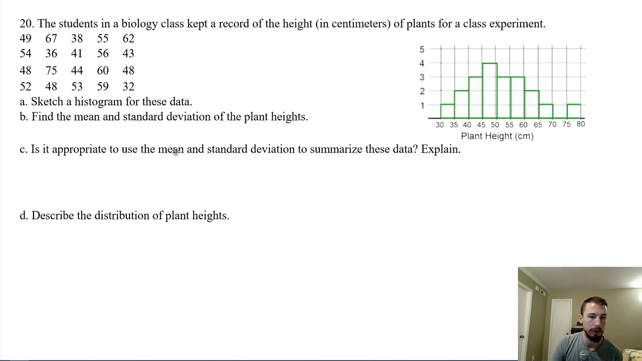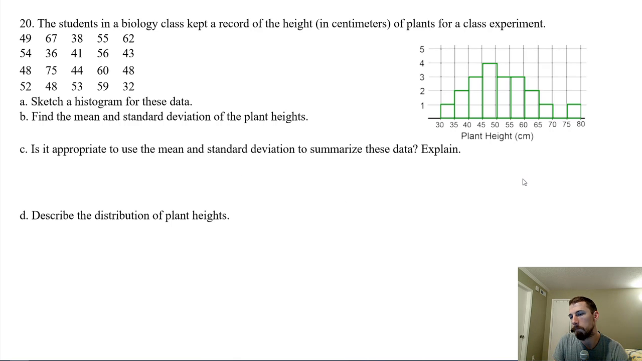Is it appropriate to use the mean and standard deviation to summarize the data? This one, honestly, you could probably go both ways. It's not egregious, and looking at the histogram here, it does look like it's slightly skewed to the right. So if you said no and you told me because it was skewed to the right, that's fine. You get full credit. If you told me that you believe that it was roughly unimodal and symmetric, there was a potential outlier, but you didn't think it would mess it up that bad, that's okay as long as you tell me your justification. So sometimes it can go both ways.